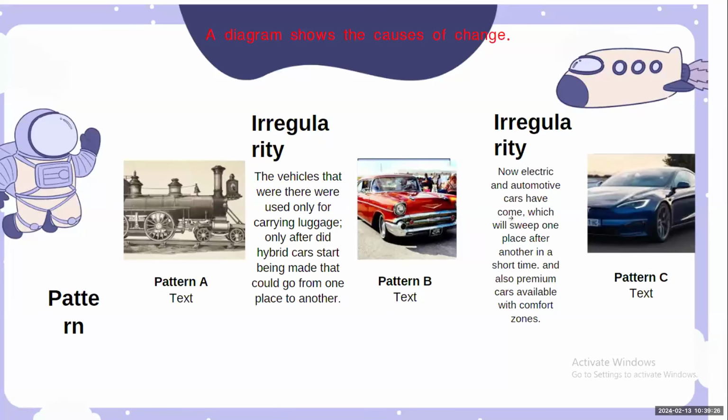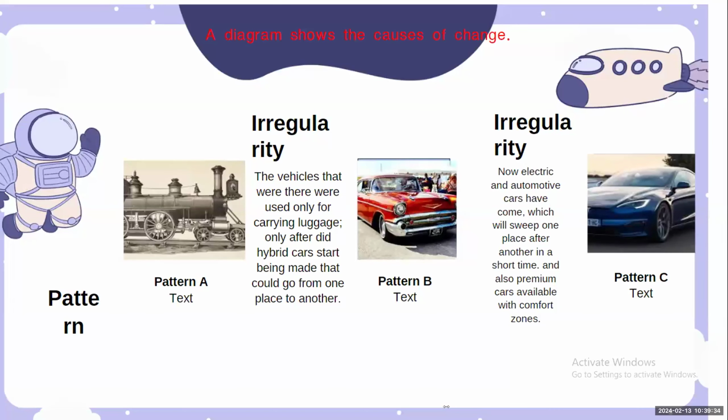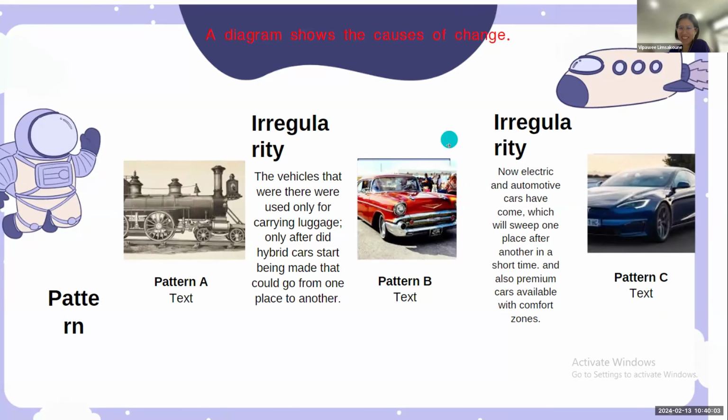And this is my irregularity: the vehicle we used for carrying luggage, as I told you in the previous slide, was used only for carrying luggage. Only after did hybrid cars start being made that could go from one place to another. And new electric and automatic cars replaced one another in a short time, and premium cars are also available with comfort. And that's my presentation. Okay, thank you, Professor.